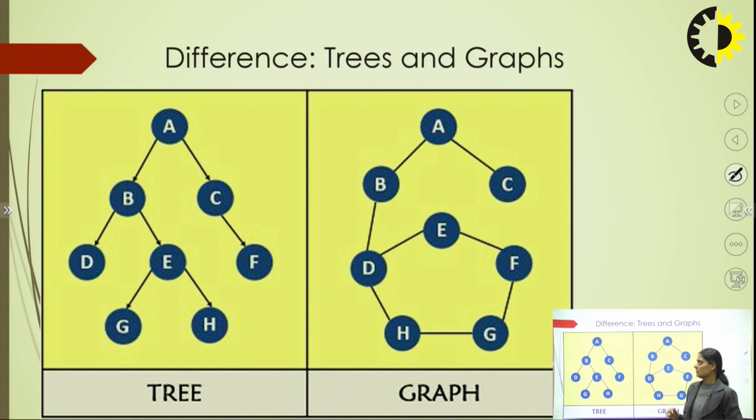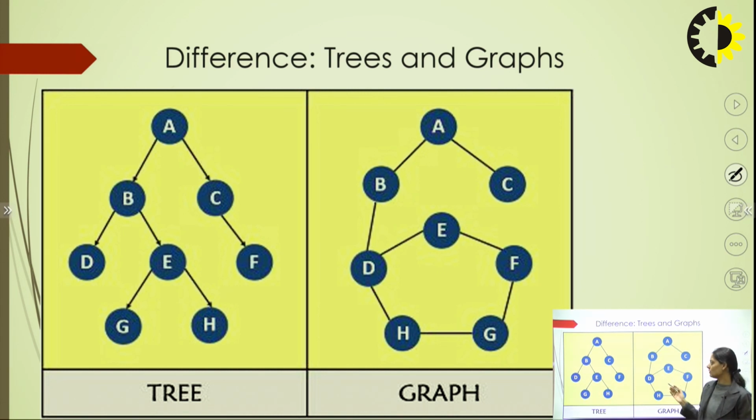But in case of a graph, there may be multiple paths. For example, from A to H, we can move from A to B, B to D, D to H. This is one of the paths. Another path may be A to B, B to D, D to E, E to F, F to G, and G to H again. So we have multiple paths in case of a graph. So a graph, of course, is not minimally connected.